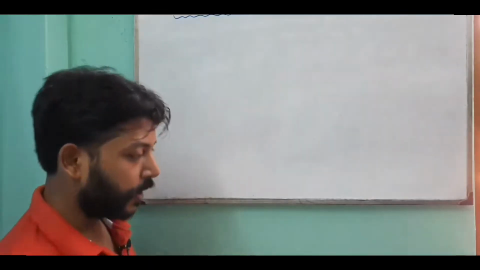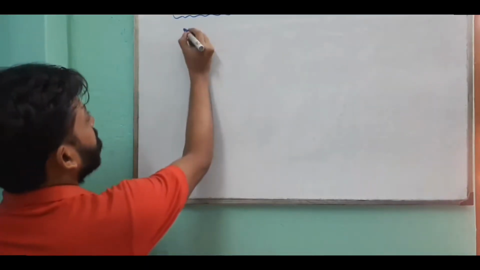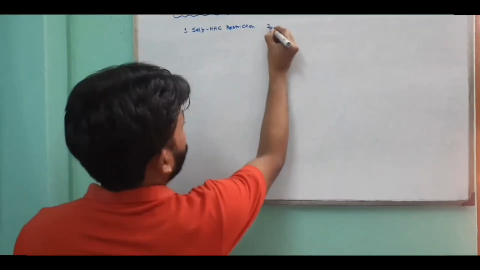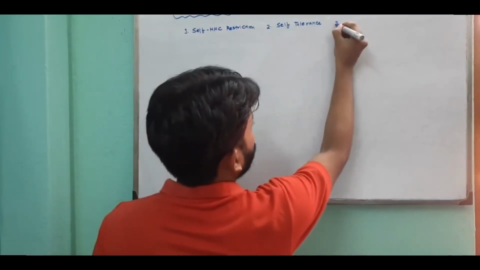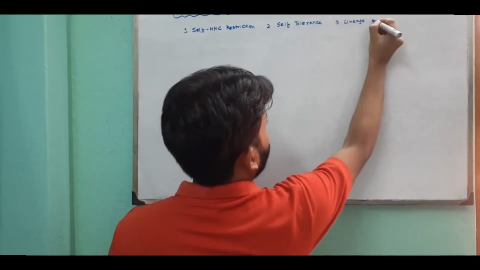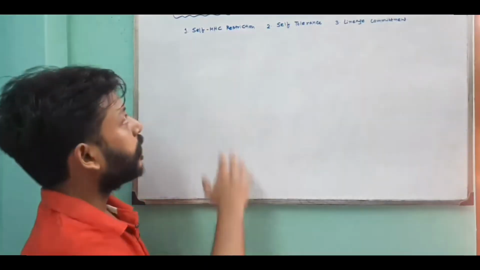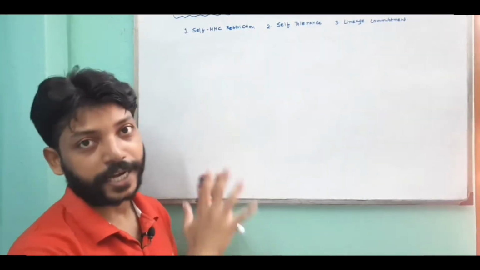In this lecture I will talk about T cell development. In the beginning I want to mention three important points. The first is self-MHC restriction. The second point is self-tolerance. And the third is lineage commitment. During the development of T cells in the thymus, these three terms and conditions all the T cells must agree.